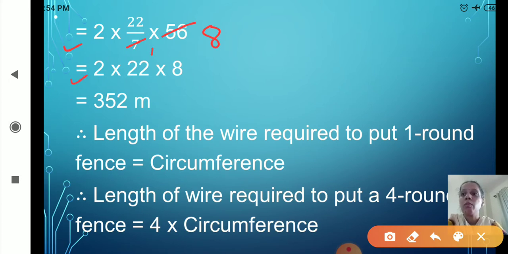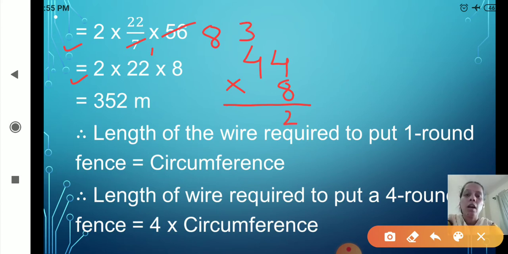Now what is there in the numerator? 2 multiplied by 22 multiplied by 8. Now we will do the multiplication. 2 into 22 is 44, right? 2 multiplied by 22 is equal to 44, multiplied by 8. So 8 4s are 32, 2 here, 3 carrying, again 8 4s are 32 plus 3, that is 35. So what is the answer? 352 meter. Now the circumference is 352 meter, which means for 1 round fencing we require 352 meter of wire.